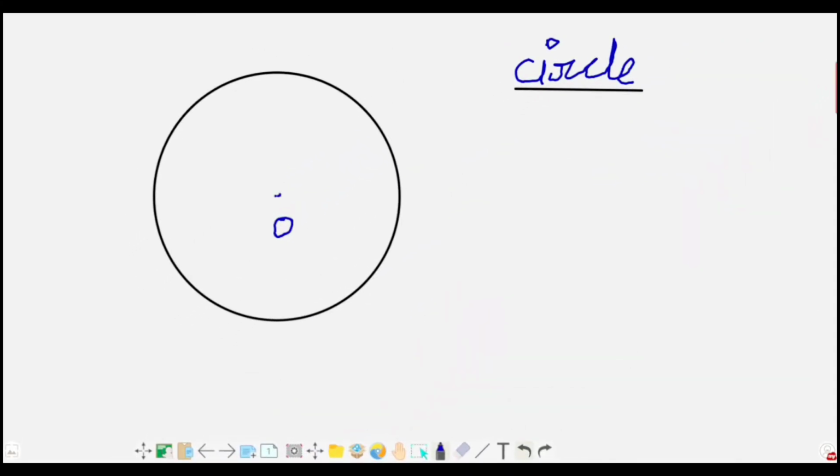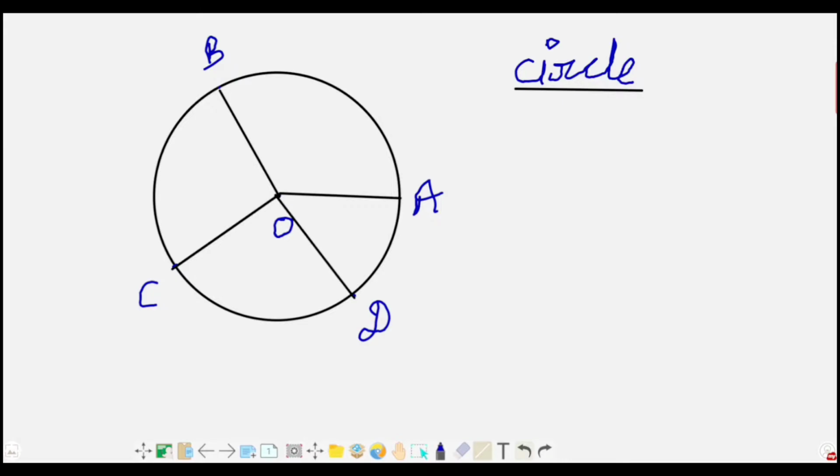Now students, let's deal with the basic part of the circle. I have taken one circle with center O. If I take any point on the circle, suppose I have taken point A, here is my point B, here is my point C, here is my D. Then OA indicates the radius. Same way, when I join OB, it is also a radius, OC is a radius, OD is also a radius. So whenever we are dealing with this, all these radii are equal.